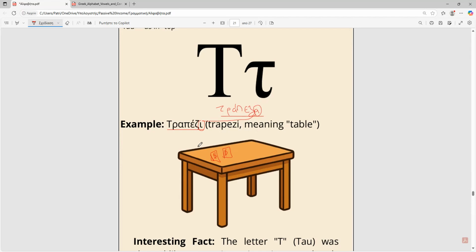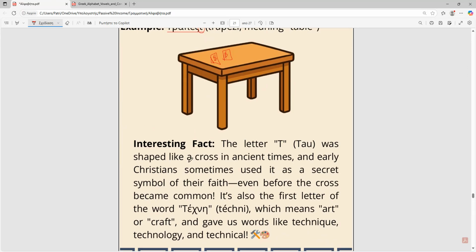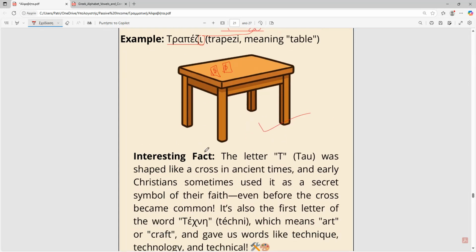Okay, but yeah. So trapezi and the letter Tav was shaped like a cross in ancient times, and early Christians sometimes used it as a secret symbol of their faith, even before the cross became common. It is also the first letter, yes, of course, of the word techni, which means art or craft, and gave us words like technique, technology, and technical. Very interesting thing to know about this one.